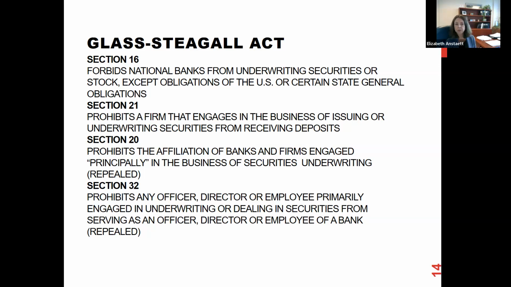This is the section that was repealed in 1999. And then finally, Section 32, which was also repealed in 1999, prohibits interlocking directors, which merely means you can't be an officer or director of an underwriting company and a bank. And again, that was repealed. But just to give you an idea, the key part of this 1933 law was designed to separate underwriting of securities from deposit taking. And if you think about it, it may make sense since the FDIC insurance.